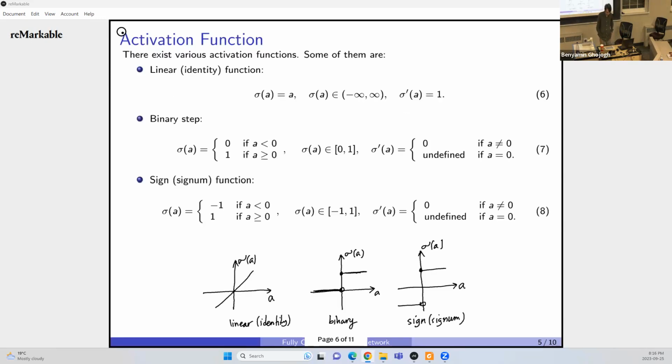Now, activation functions. There exist various activation functions. Some of them are these: linear or identity activation function. So basically, it means no use of activation function. So sigma(A) equals A, and here it is. I'm plotting it here. So its output is between -infinity and infinity. So there is no range for the output of the activation function.